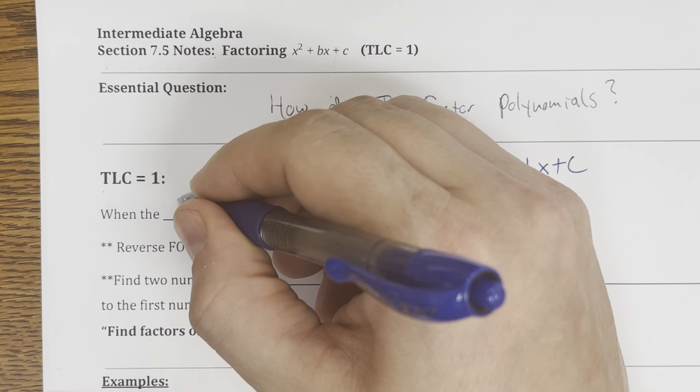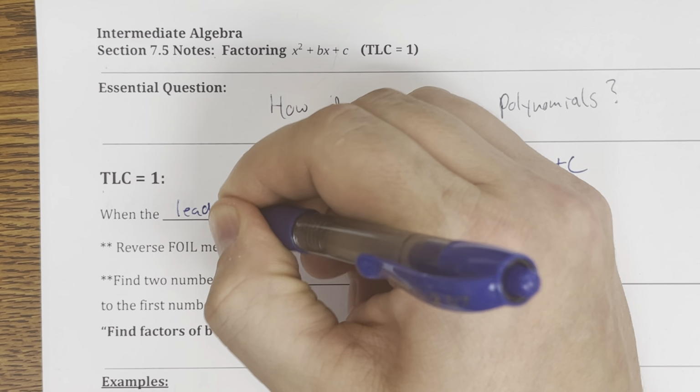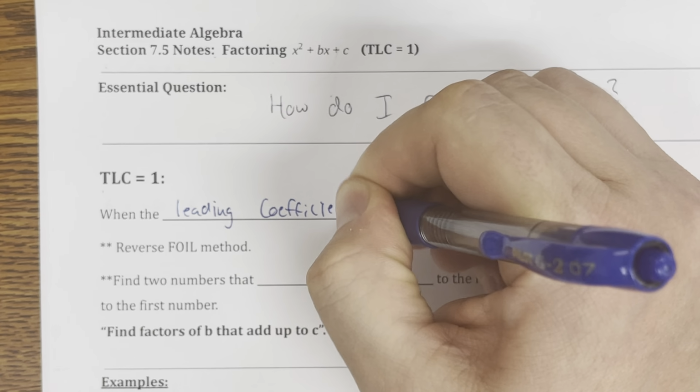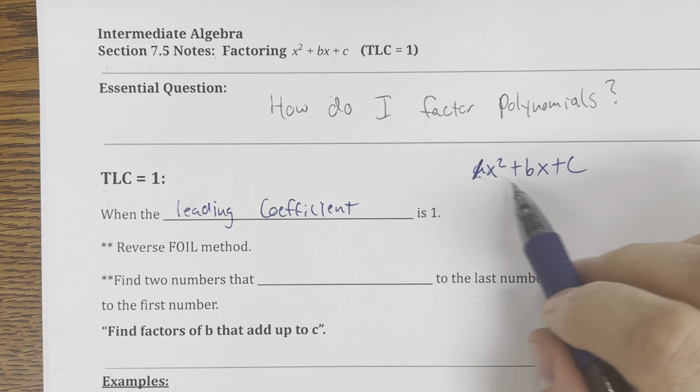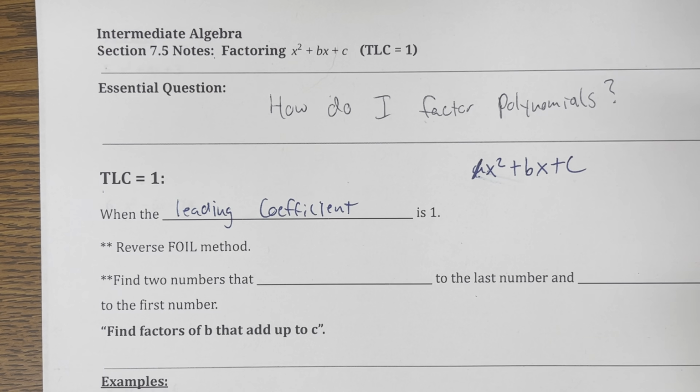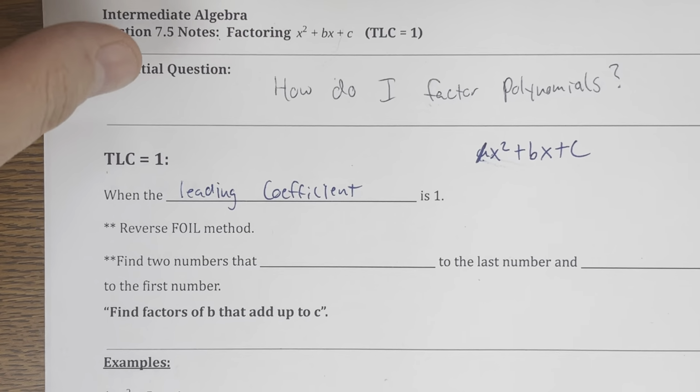So when the leading coefficient is 1. And notice it's in descending order. X squared, x, constant. It'll always need to be in that order. Typically, it'll start like that, but not always. If it's not in descending order, we'll have to rearrange it.